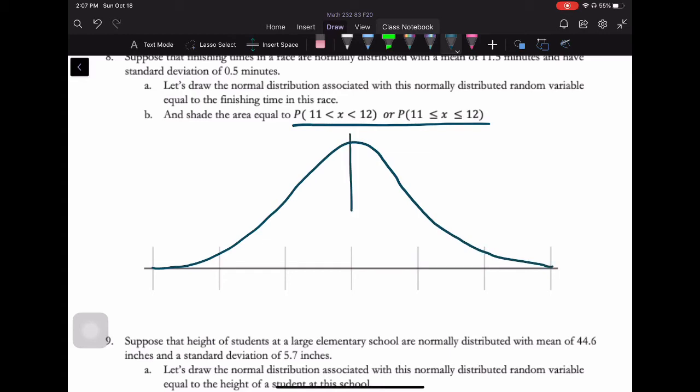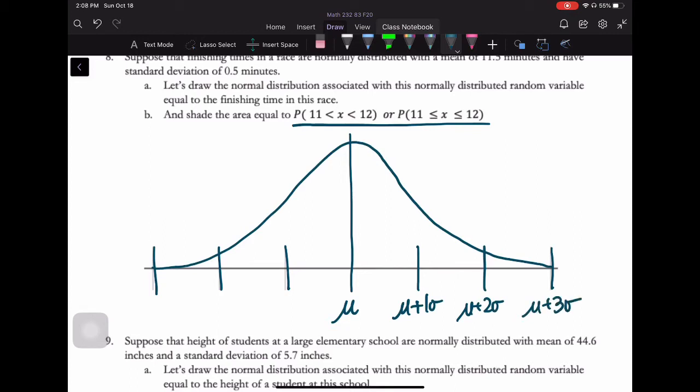And each of these marks is a standard deviation. Okay? That means I drop my mean right here, and I do the mean plus 1 standard deviation, the mean plus 2 standard deviations, and the mean plus 3 standard deviations.